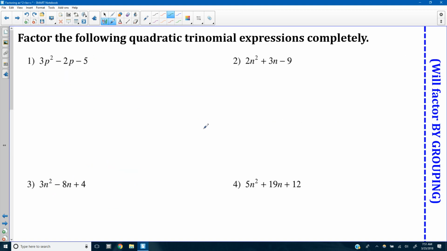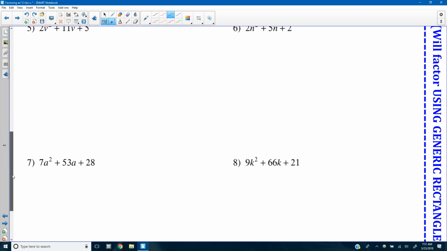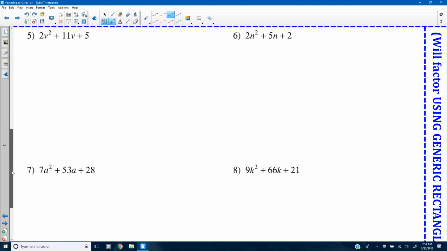So let's just do a lot of factoring the following quadratic trinomial expressions completely. Now, I'll let you know, I have not done these problems yet. I have not done these problems yet, so I don't know what they factor out to. Some might not be factorable. I grabbed these from a website, I put them in, and then I'm going to go off and do them. Now, the first ones I'm going to factor by grouping, the first 4. The next 4 I'm going to factor using generic rectangles. If you want to watch these parts of the video, go ahead and watch those.